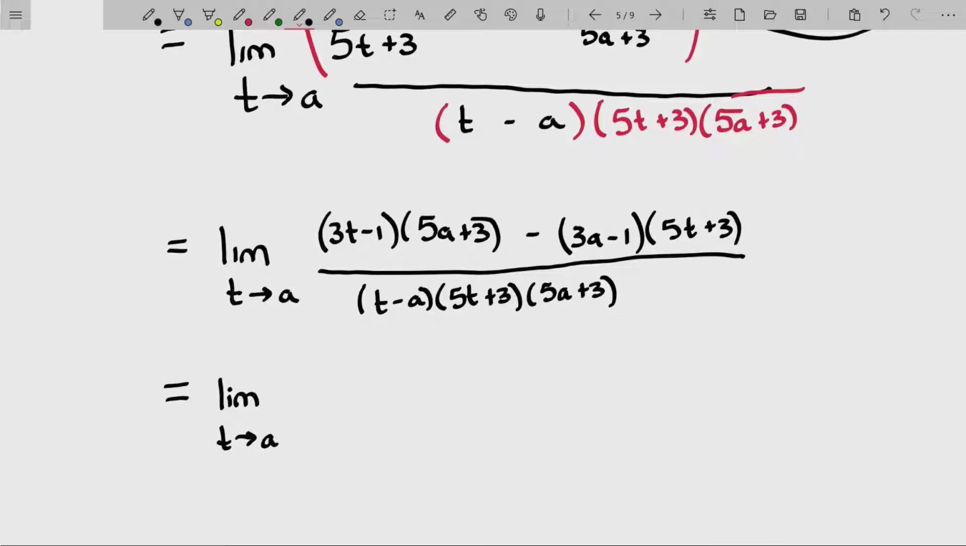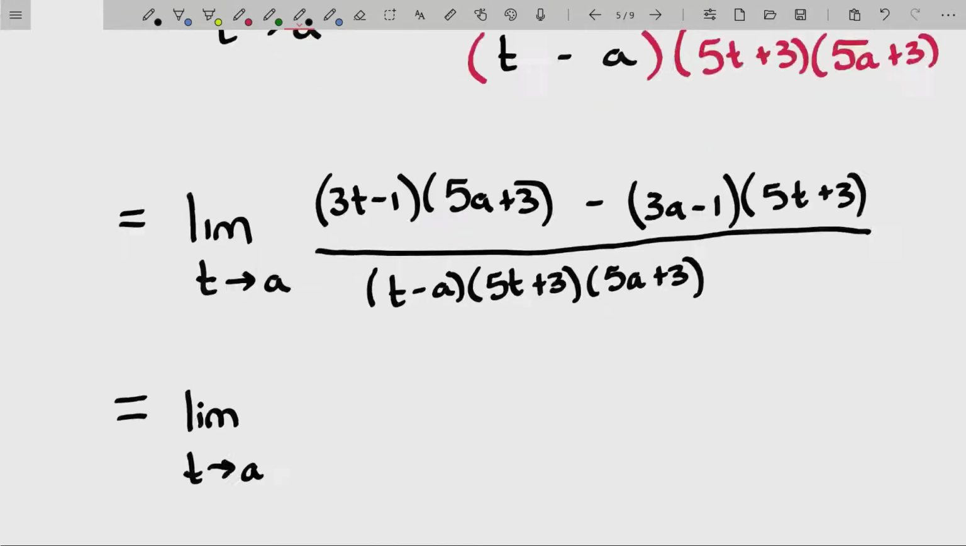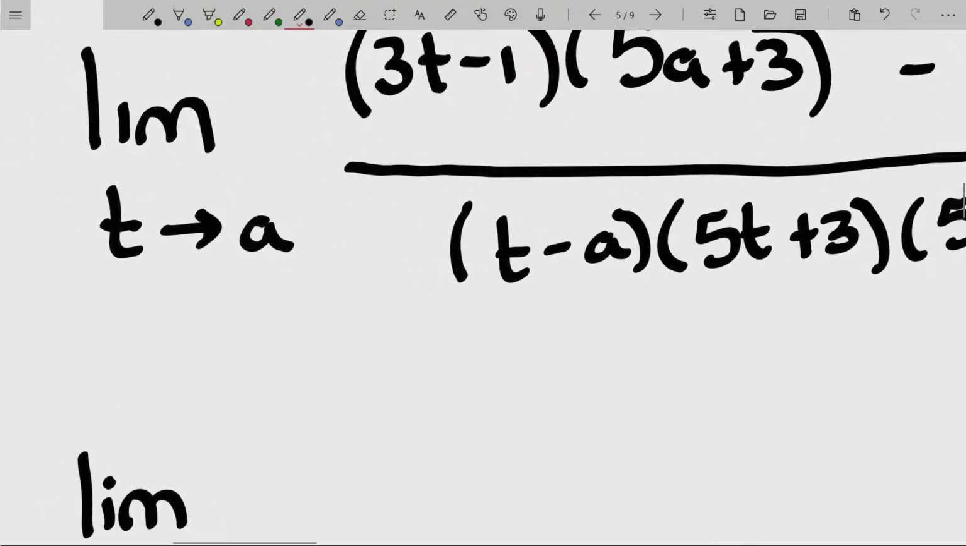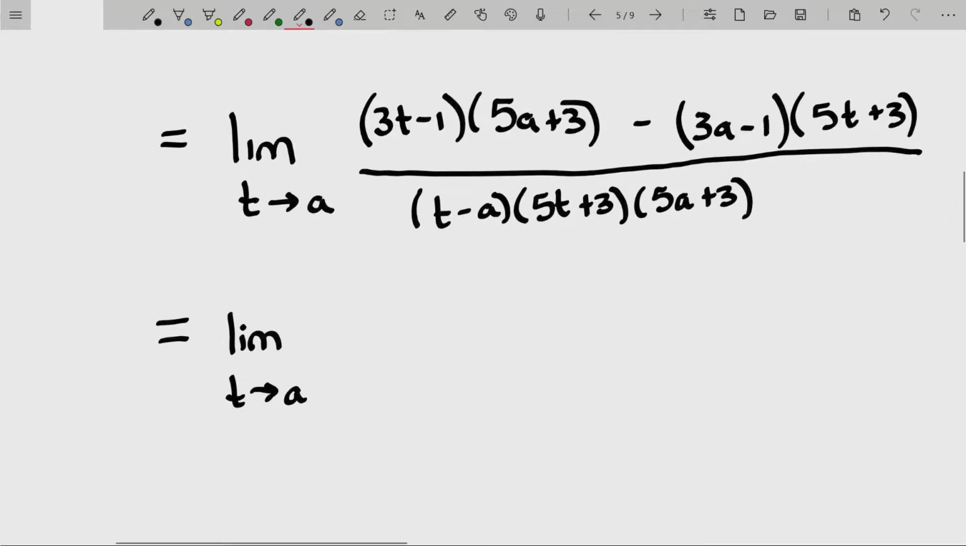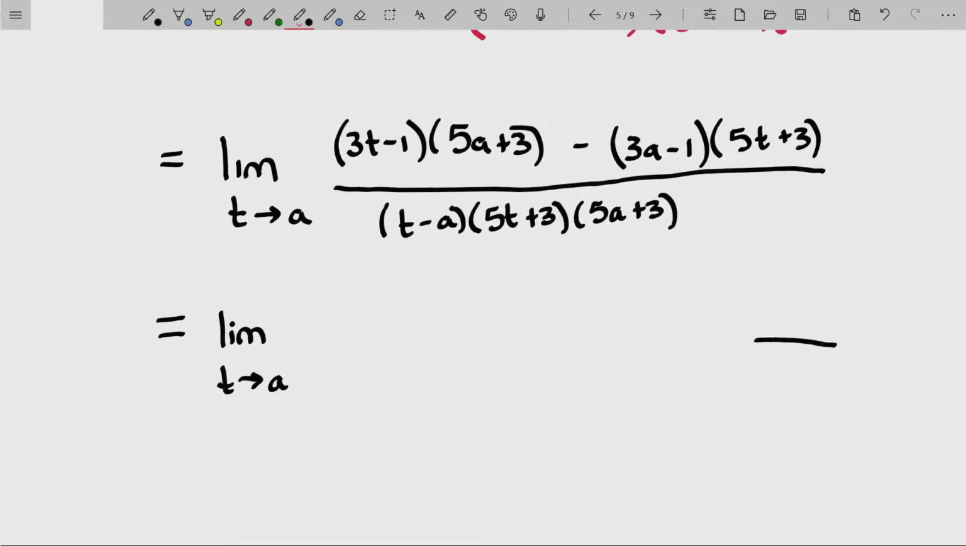And I didn't bother stating it, but I should state it now. We cannot use direct substitution because if you allow t to equal a, you'll get a minus a, which causes a division by 0. So direct substitution was never an option. All right. Here's the big old fraction bar because we're going to need it.